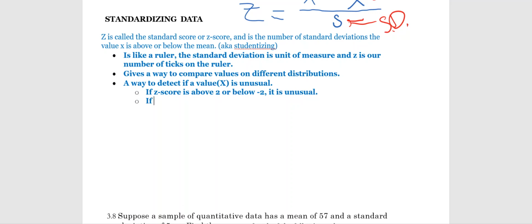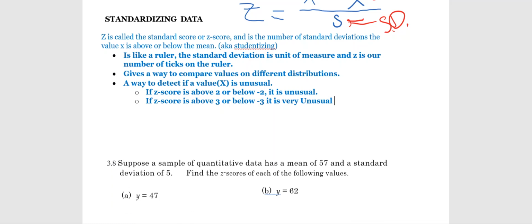If the z-score is above 3 or below -3, it is very unusual. I can't spell unusual. That was really hard for me. And I mean this, it's very, very unusual. So for instance, Ichiro is like a 4.5. He's incredibly unusual compared to his peers.